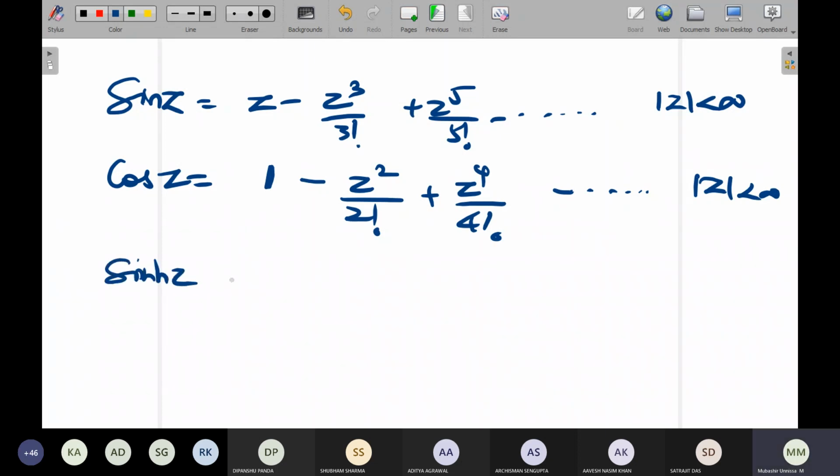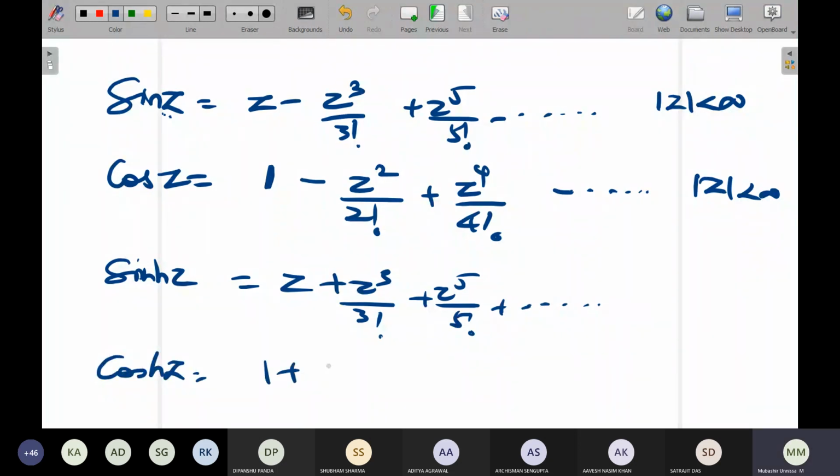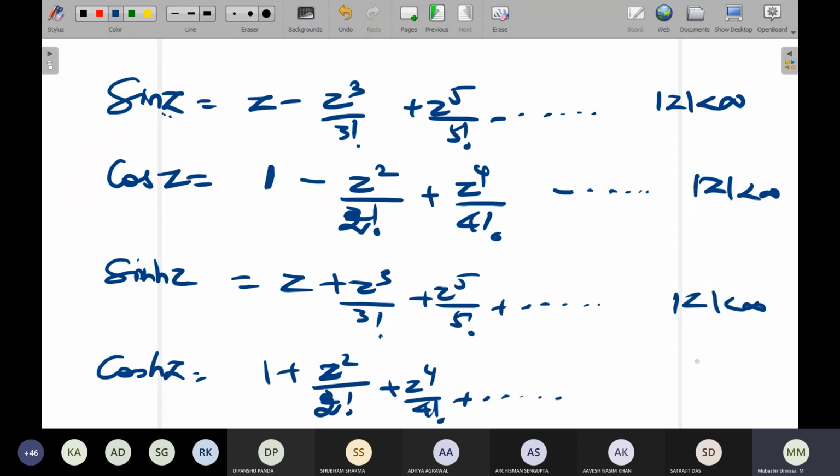Sin hz, you might not know. It is very simple. Here you have alternate plus and minus, and everything will be positive. That's all. Z plus, same as the sin z expansion, but all are positive, and so on. Similarly, cos hz will be 1 plus z square by 2 factorial plus z power 4 by 4 factorial plus etc. Everything is mod z less than infinity.